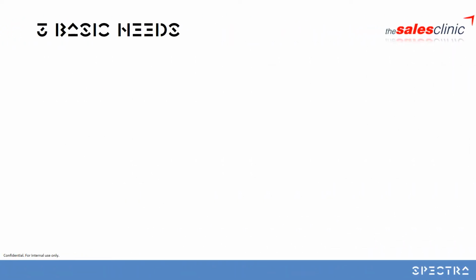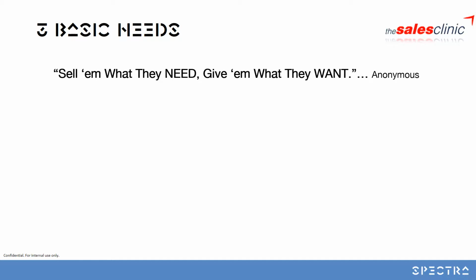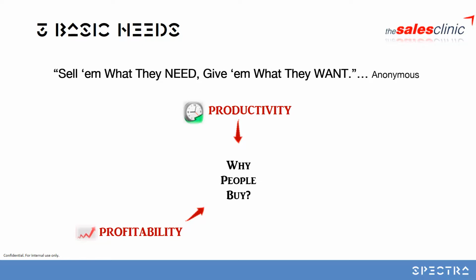Remember, sell them what they need. Give them what they want. Need is a very subjective notion. It can be a different thing to different people. Once you cut through it all, you will find people buy for three basic needs: productivity, profitability, and image.